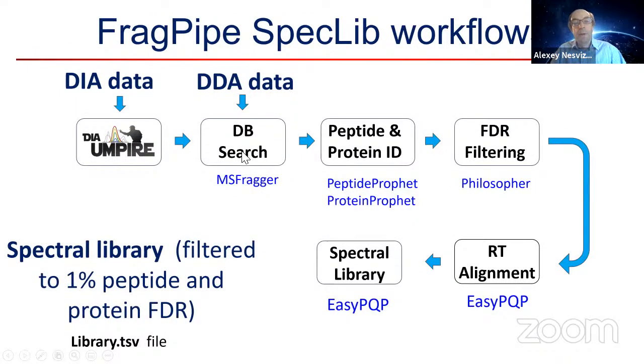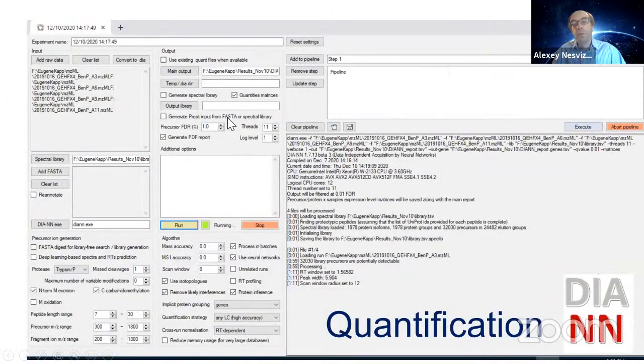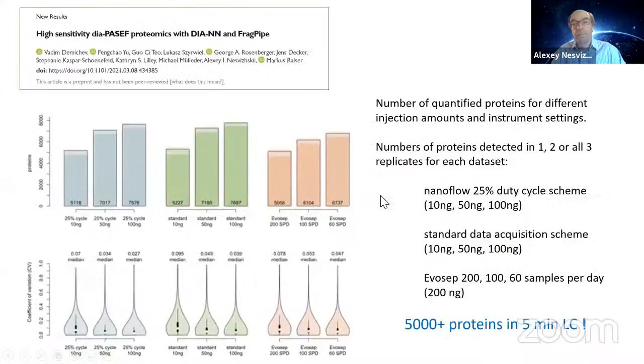For building spectral libraries, you can either do DIA only data, or DDA only data, or DIA and DDA, and go all the way to a spectral library file. This is the workflow, again, that you can load to DIA-NN or Spectronaut, or you could use interact files generated by FragPipe and build a library in Skyline, or you could also load the libraries into OpenSWATH.